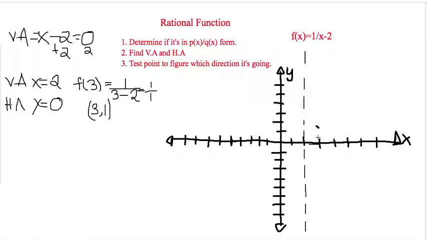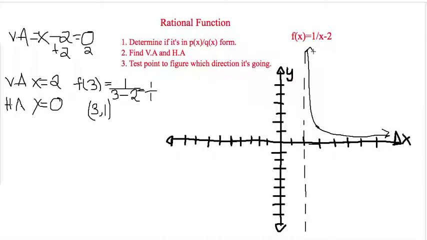Now you can add more points, but I don't want to. I already know how it looks, so it's never going to pass the y equals 0, and it's never going to pass x equals 2. It'll get really close, but it'll never touch. Right? So that's how the right side looks like.